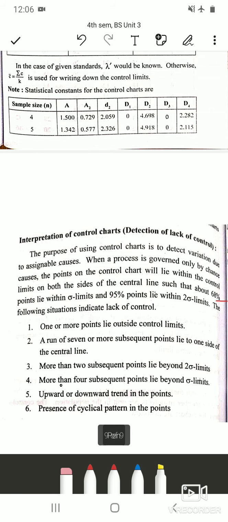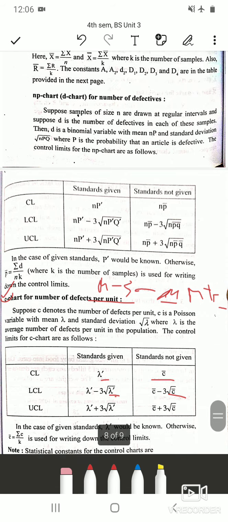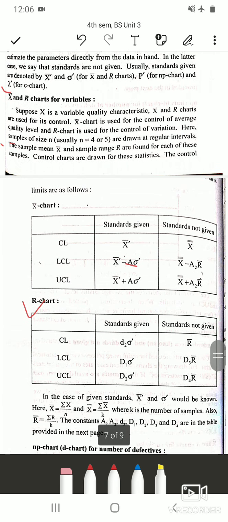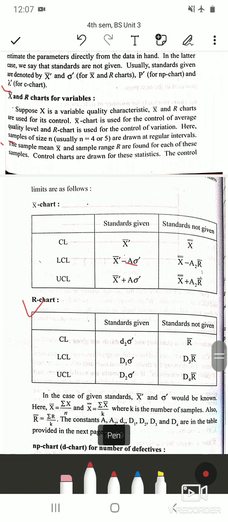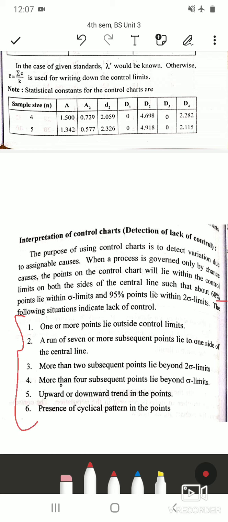So with this, we will start solving problems in the next class. Before we begin the next class, please make a chart of all these 4 charts: C chart, NP chart, R chart and X bar chart, and see the formulas for calculating X bar, X double bar, R and so on, so that it will be easy to solve the problems. And remember these 6 points to decide or to give the interpretation or the final results.